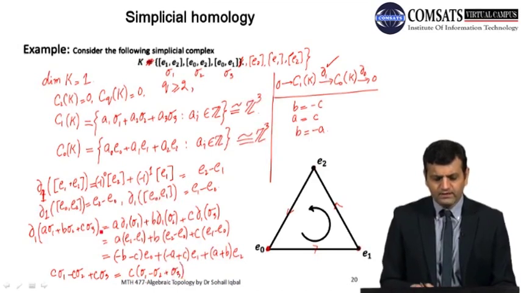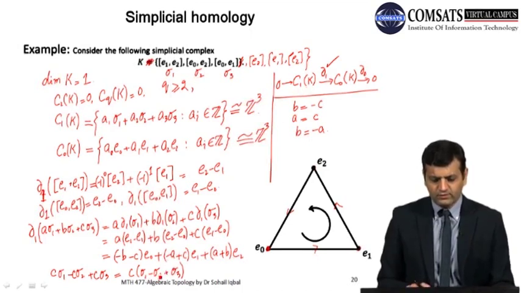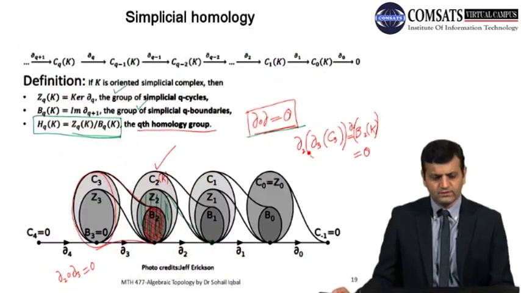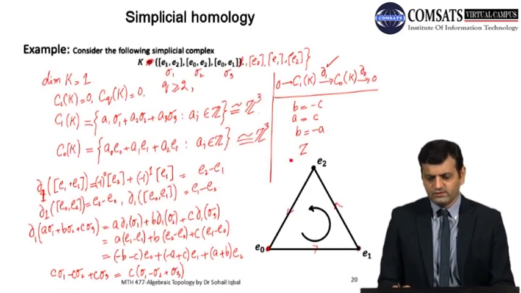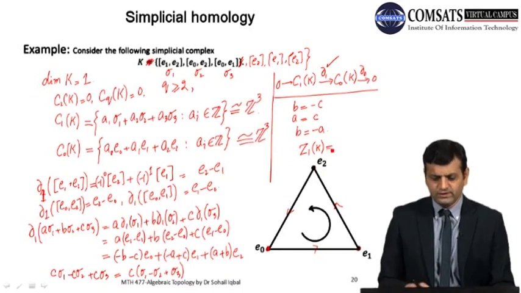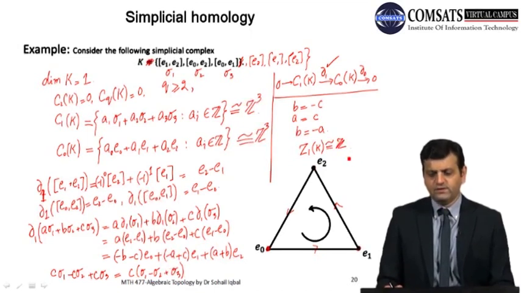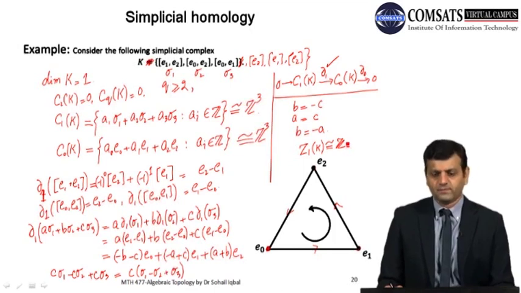So basically the elements of C1 of k going to 0 are basically multiples of sigma 1 minus sigma 2 plus sigma 3, or in other words the Z. Okay, so let's go back to the definition of Z. So basically this is the kernel of this. Okay, so Z1 of k is basically a free abelian group generated by this one element, and so it is isomorphic to Z. It's a free abelian group of rank 1.